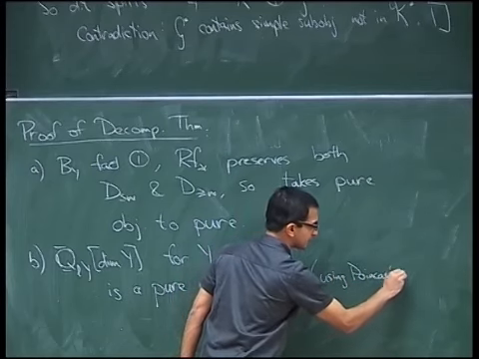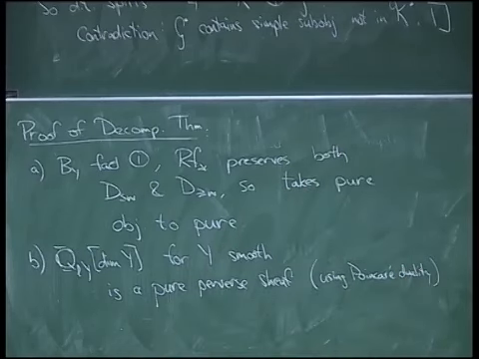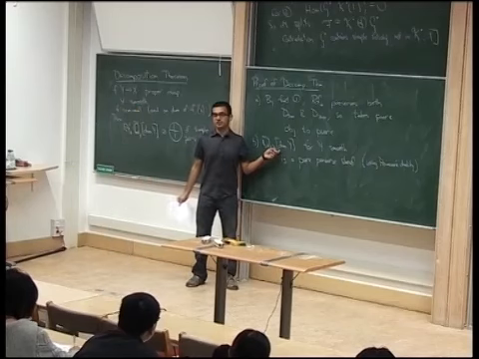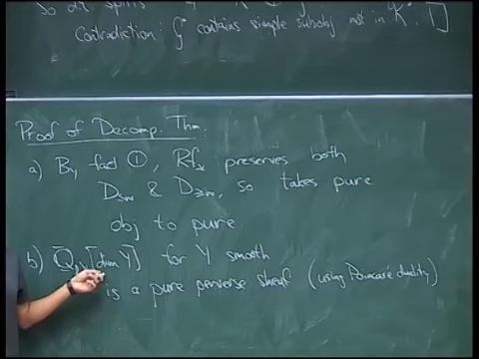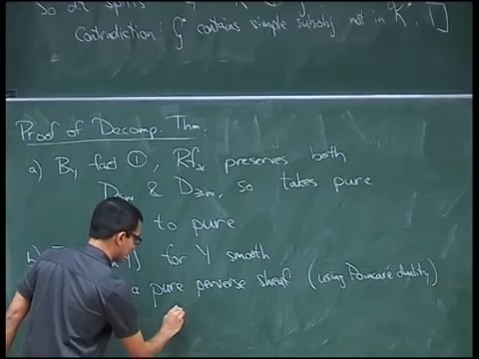Actually, even more is true. The semi-simplicity theorem that we proved says that if this is a pure perverse sheaf, it has to be a direct sum of simple ones, and in fact, it has to be a single one. So this is actually a pure simple perverse sheaf.